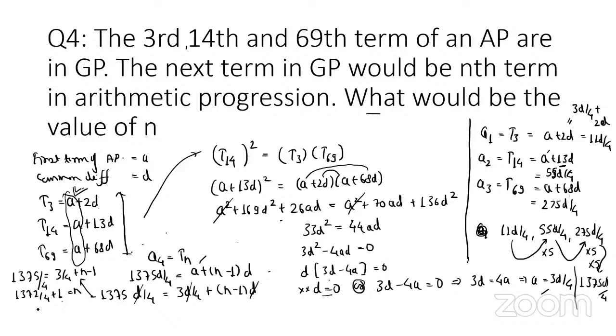And if I just try to solve this now, let's see what we get. 1372 by 4 is how much? We can say this is 343, and 343 plus 1 means the value of n has to be 344. Everyone, the value of n has to be 344.